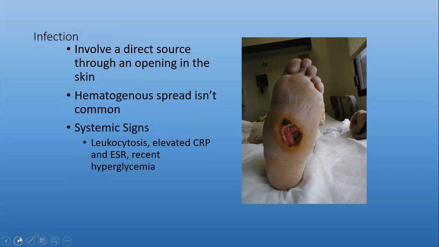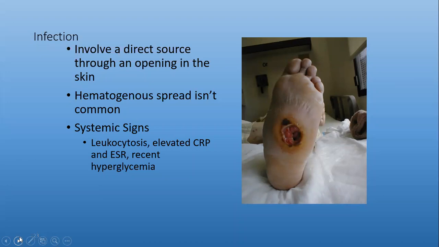So infection. A lot of times we have this infection, and this is kind of leading into the X-ray portion or the imaging portion of Charcot that I want to go through. The involvement is direct, through the opening in the skin, and hematogenous spread is not common, which is kind of strange. But usually that involvement of the bone underlying a wound of a Charcot is contained within the periosteum and within the bone itself and does not go systemically.